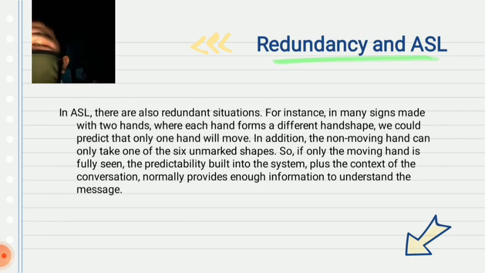Redundancy in ASL. In ASL, there are also redundant situations. For instance, in many signs made with two hands, where each hand forms a different hand shape, we could predict that only one hand will move. In addition, the non-moving hand can only take one of the 6 unmarked shapes. So, if only the moving hand is fully seen, the predictability built into the system, plus the context of the conversation, normally provides enough information to understand the message.